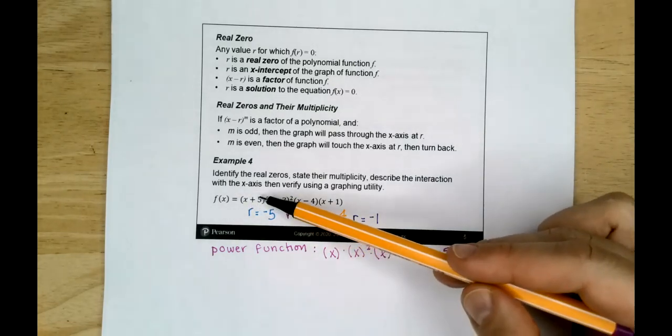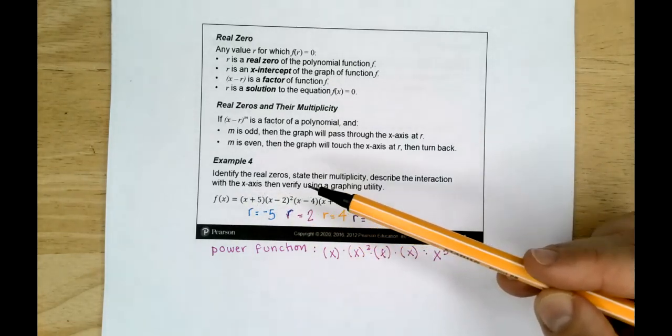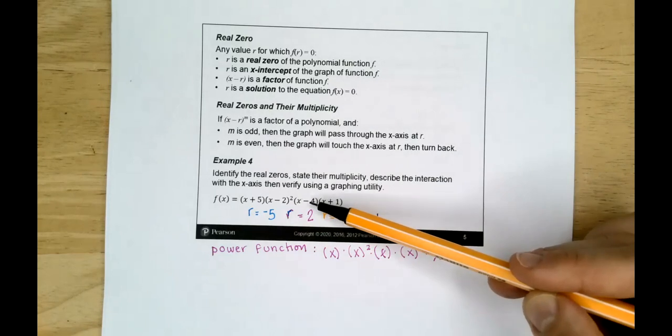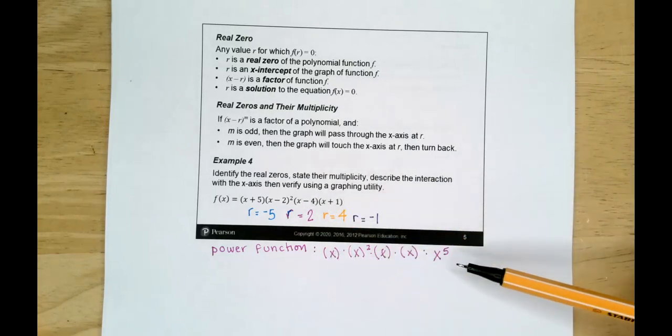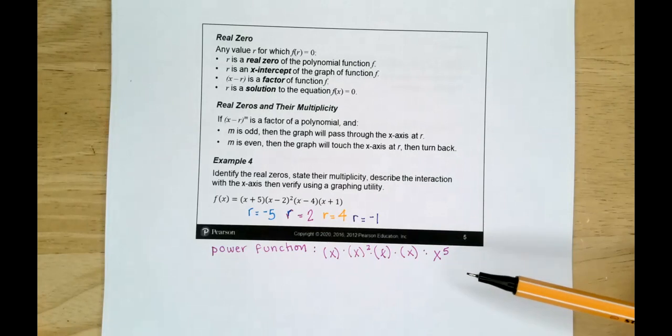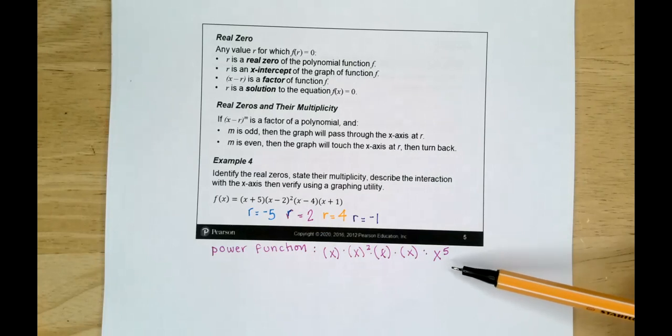X to the understood first power, x squared, another x to the first power, another x to the first power. I multiplied them all together. I got x to the fifth. I'm changing from factored form to standard form, but only the leading term. So my leading term is going to be x to the fifth. Okay.